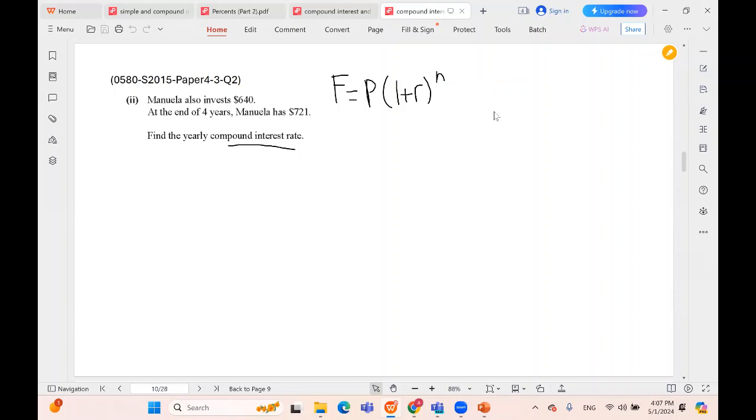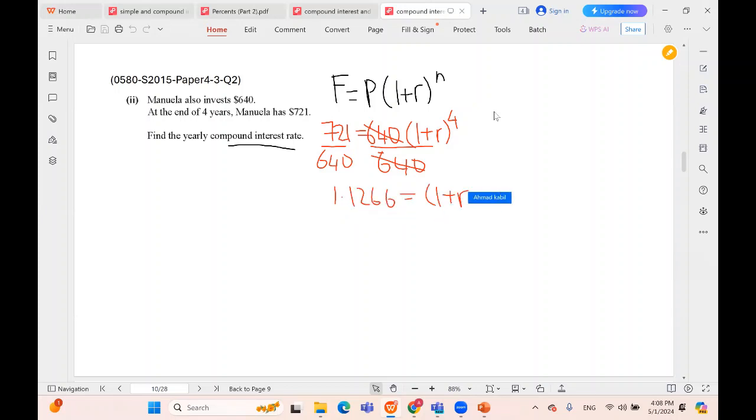So he invests 640, so this is the present value, and he gets 721, so this is the future value. And you have here 1 plus R to the power of the number of years, which is 4 years. So you want to find R. We begin first by dividing by 640 on both sides. These will cancel out. So 721 divided by 640 gives us 1.1265 or 1.1266. This is 1 plus R to the power of 4.